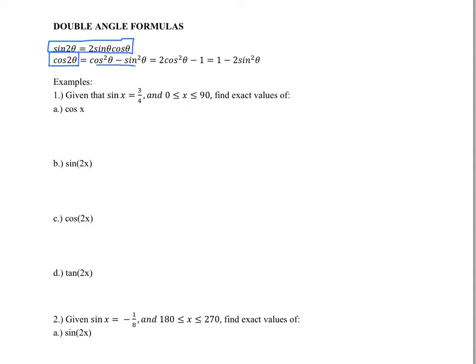Notice with the cosine one, they give you three different formulas. They write them out horizontally, so you have to make sure you can see that there really are three separate ones there. Let's look at some examples.